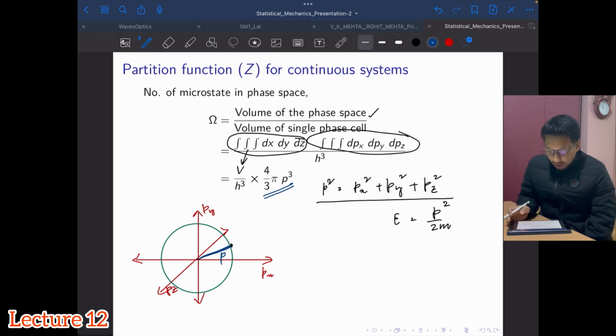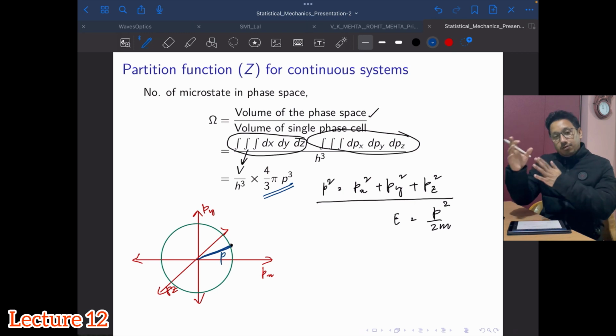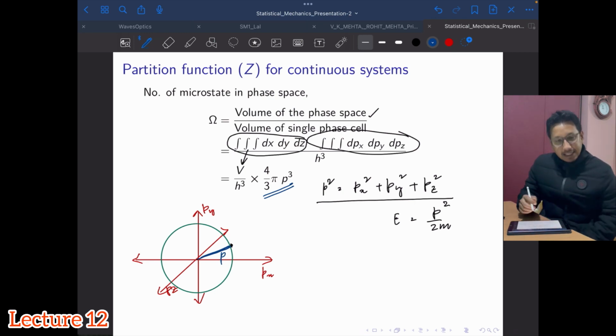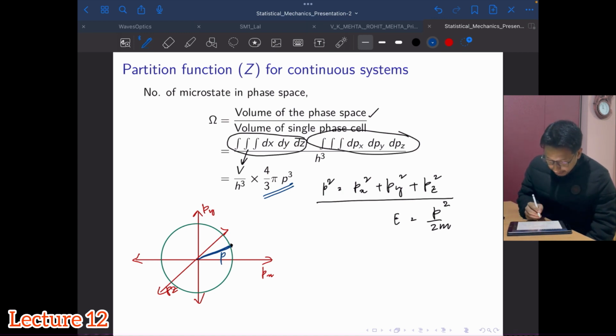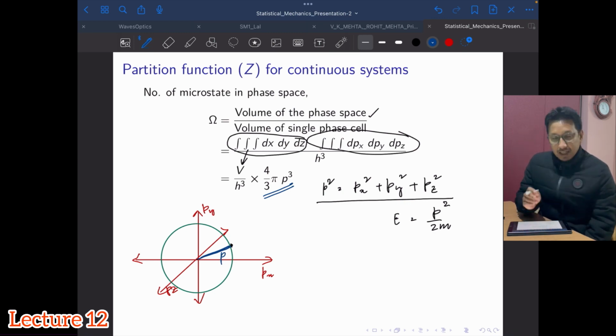If I need to know the number of states lying between momentum p and p plus dp, then I can draw another sphere with radius p plus dp and calculate the number of states in between. But we are not going by that. We'll stick with this expression. The number of microstates in a phase space we can calculate using this expression.